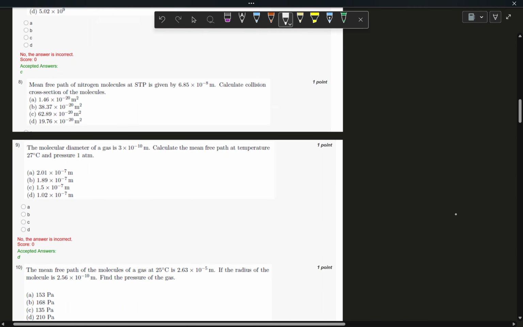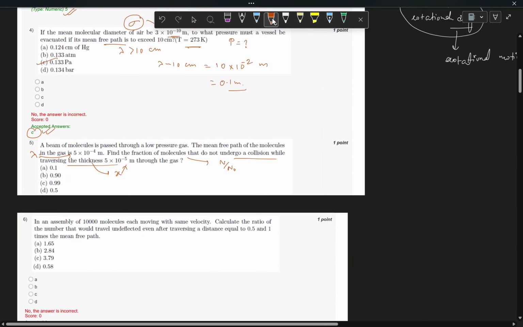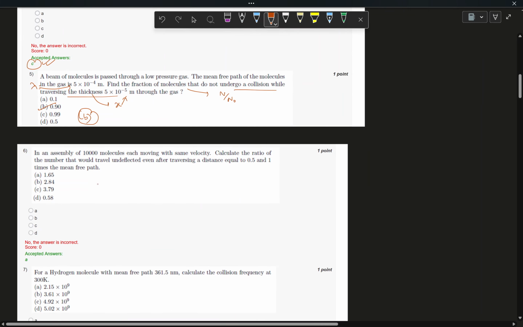So let us check whether it matches. So yeah, there is a 0.9, and this part has been cropped from here, but this is the correct answer, that is 0.9 in this question.